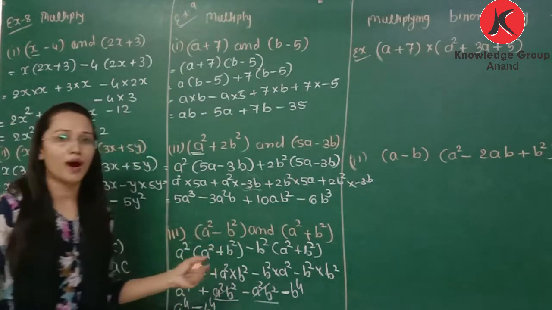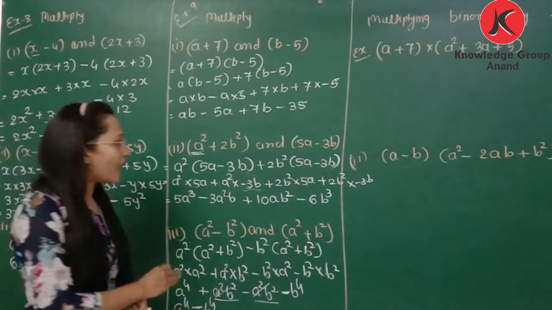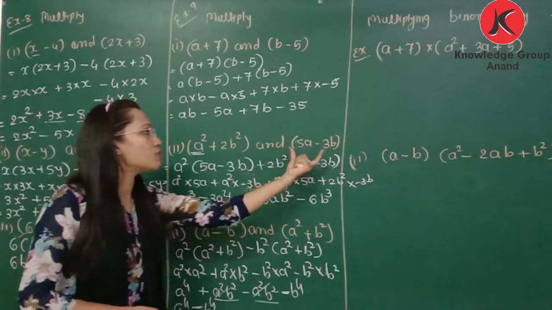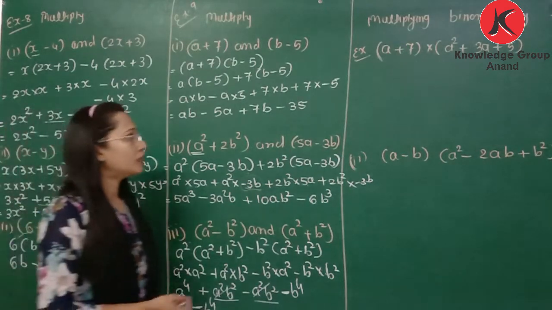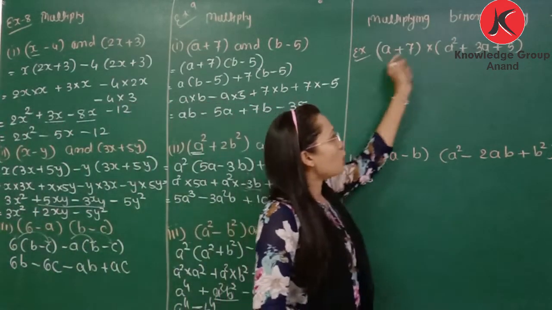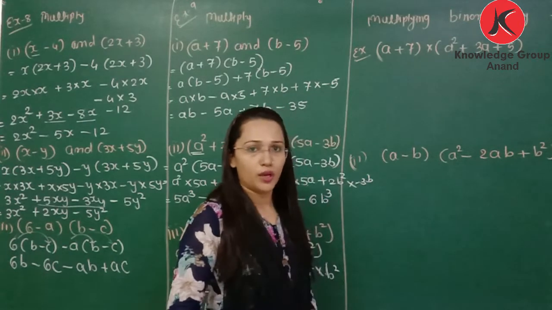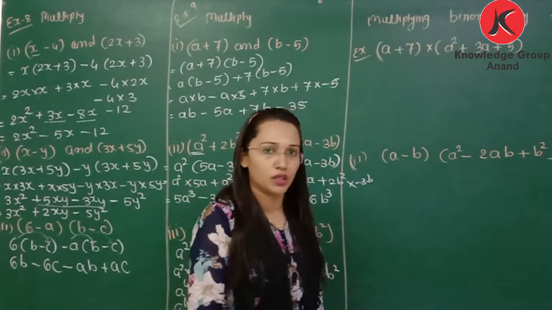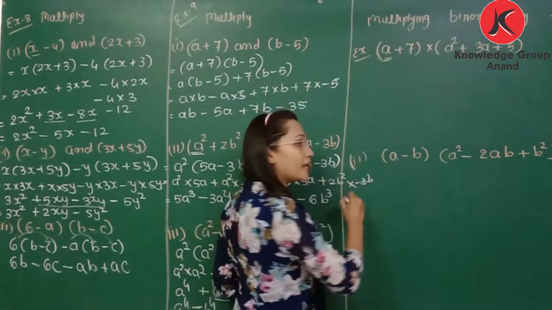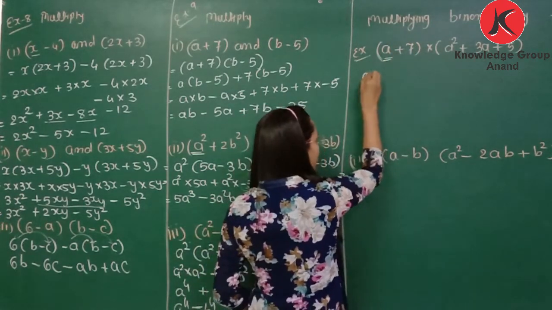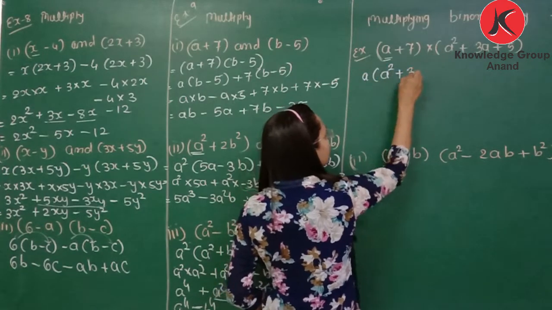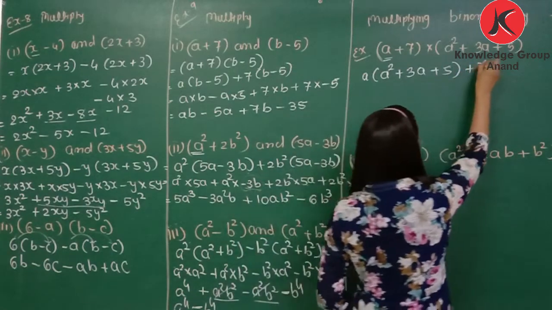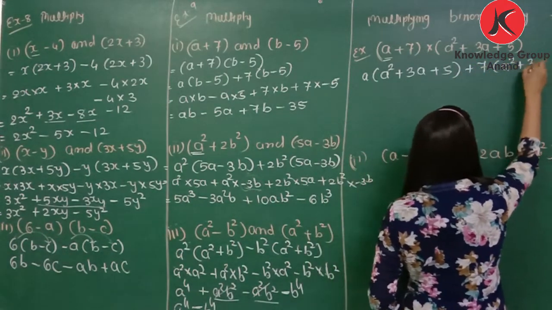Now this is what we do for the multiplication of binomial with binomial. You can see the first expression is 2 terms and the second expression is also 2 terms. Now we multiply binomial with trinomial. Okay. So here what we need to do is the same as we perform with binomials. The first term in an expression is multiplied with the whole bracket. Plus 7 is multiplied with a square plus 3a plus 5.